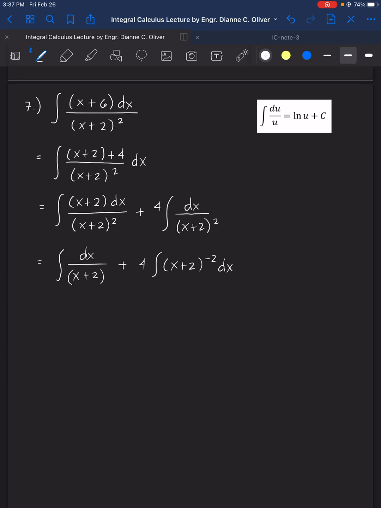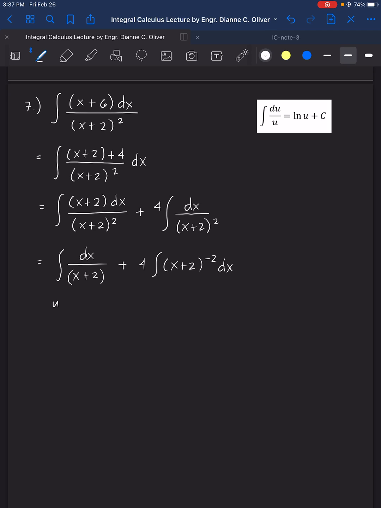We cannot use logarithmic here since in the previous video we were able to see that we need a power of 1 for the denominator. So since the power of the denominator in this example is 2, therefore we cannot use the logarithmic function in this second term. So we will be using the power formula for the second term.